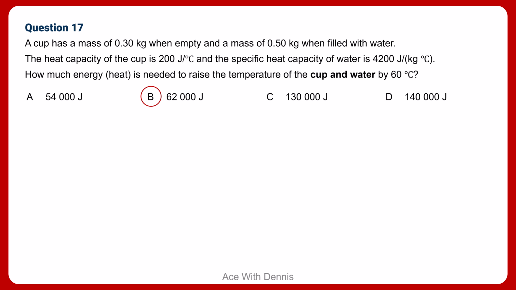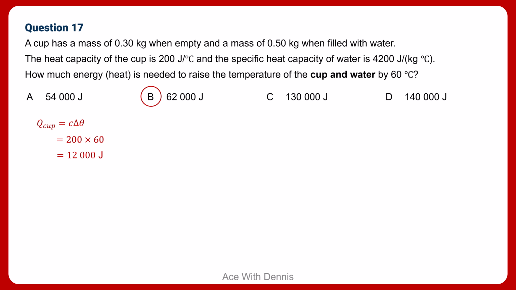The answer is B. 62,000 joules. To answer this question, we need to use two formulas. The first formula is for the heat capacity of the cup. Q cup equals C delta theta, where Q cup is the amount of heat needed to change the temperature of the cup, C is the heat capacity of the cup, and delta theta is the change of the temperature. Given that C is 200 and the change of temperature is 60 degrees Celsius, the heat needed to change the temperature of the cup is 12,000 joules.